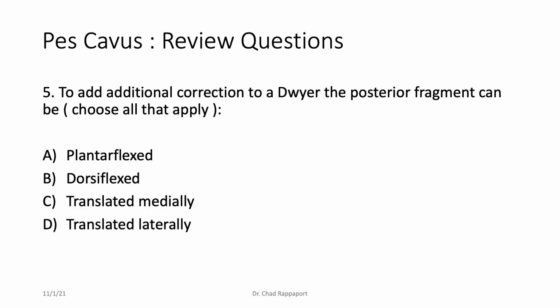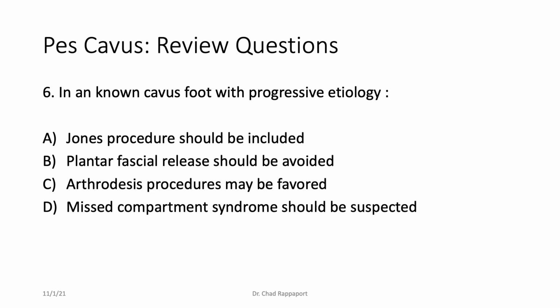To add additional correction to a Dwyer, the posterior fragment can be, choose all that apply, plantar flexed, dorsiflexed, translated medially, laterally. The answer is B and D. Dorsiflexed and translated laterally. Just in the same way, when you're correcting a pes planovalgus deformity, the posterior fragment can be translated in a plantar flexed and medial direction to correct the deformity.